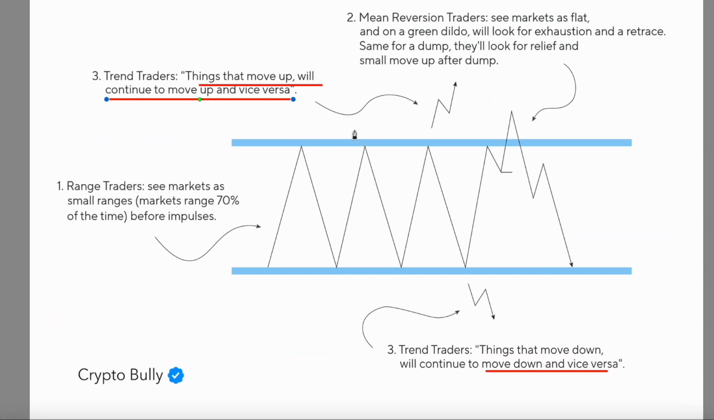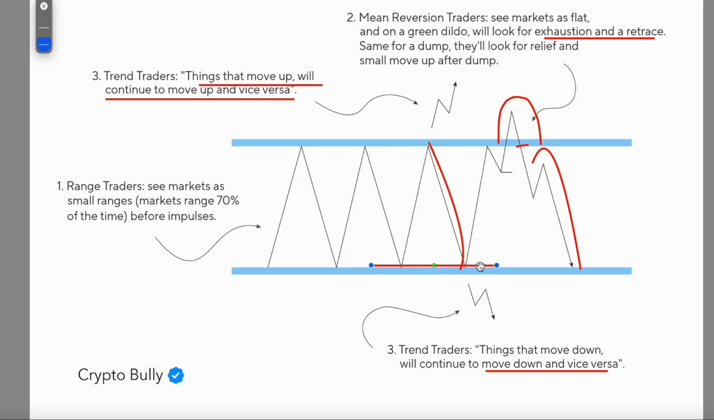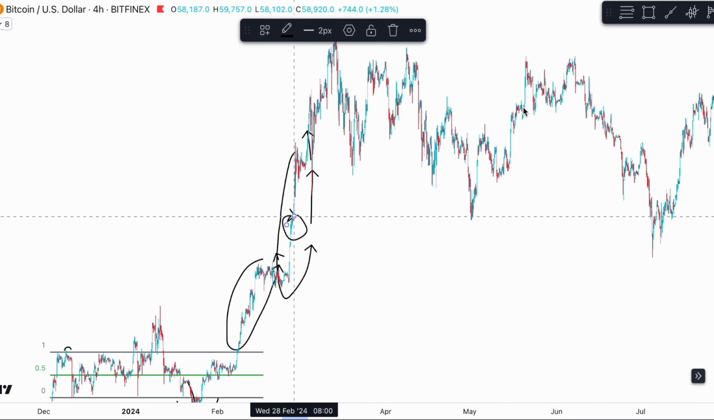Now mean reversion traders are the same as range traders. They see the market is flat. On a green dildo, they will look for exhaustion and a retrace. So if price does this, as I said, range high deviation, they will want to short either somewhere around here, or they will look to short this back down to the range lows, right? And same for a dump. If price dumps all the way down to a range low support level, they will try to long it back up, right? So that's been it from my side.